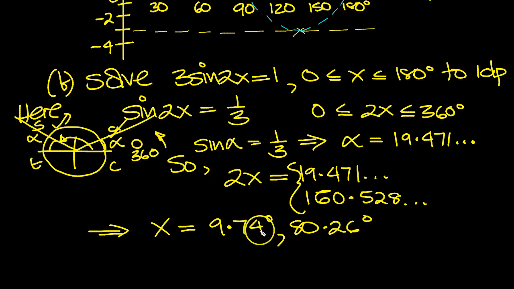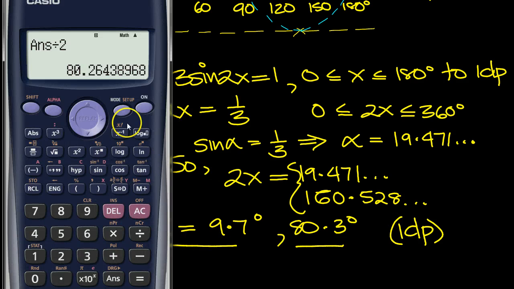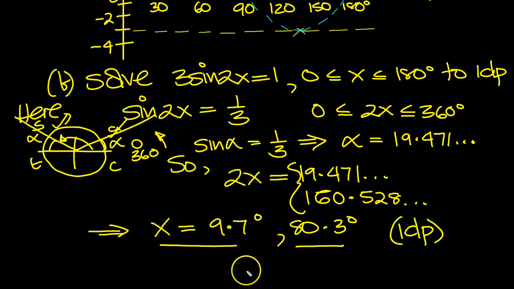But we're doing it to 1 dp, so it's 9.7 and 80.3, isn't it? And that's to 1 decimal place. And we can check it in the calculator if we need to check that that's the case. So what have we got? We got this one. So that's the answer then. So it's 3 times sine of 2 times the answer. We should come out with roughly 1. Yeah. So that looks fine. We've checked one of them.